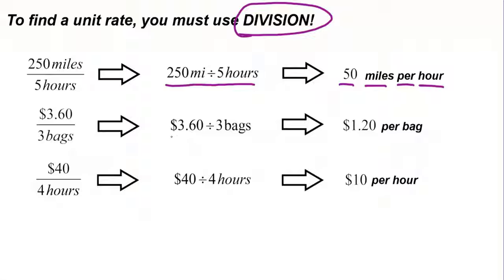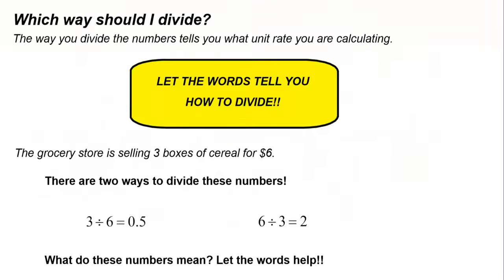$3.60 for 3 bags is $3.60 divided by the 3 bags, gives us the $1.20 per bag. And if we worked 4 hours and earned $40, we take the $40 divided by 4 hours and we get $10 per hour. So using division will always give us a unit rate. But which way should I divide? The way that you divide the numbers tells you what unit rate you are calculating.